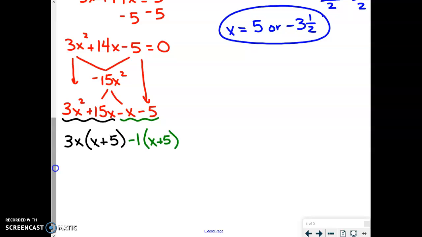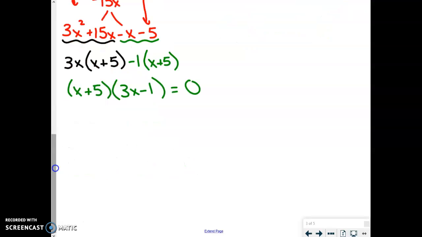So now the factored form of that would be x plus 5 times 3x minus 1 is equal to 0. Once we are at this point, ladies and gentlemen, remember now we set our factors equal to 0 and we solve. So we have x plus 5 is equal to 0, or 3x minus 1 is equal to 0.